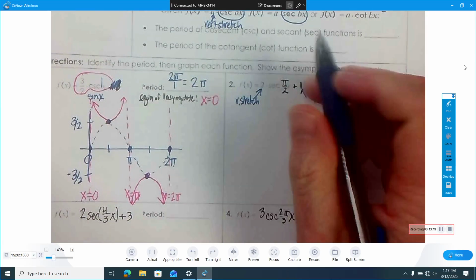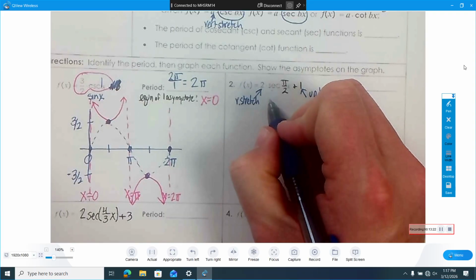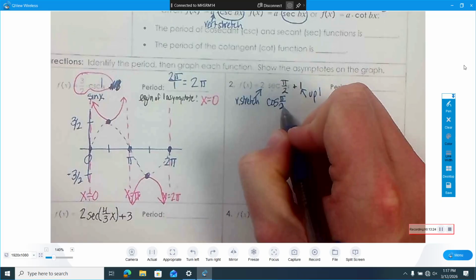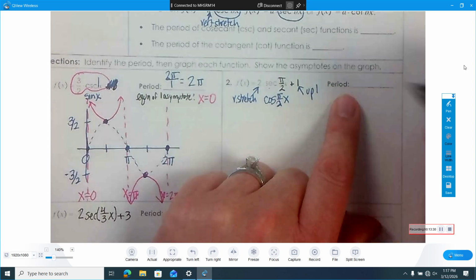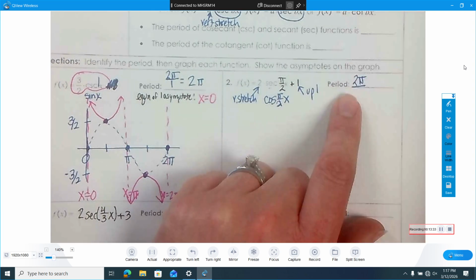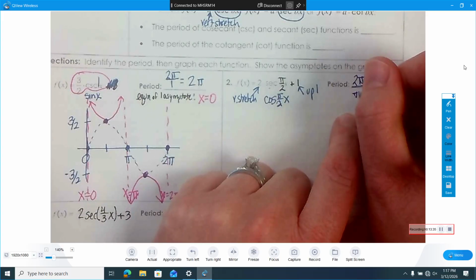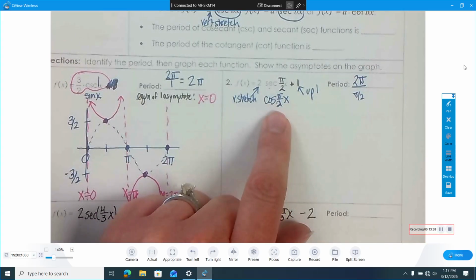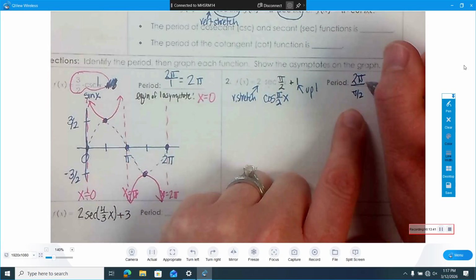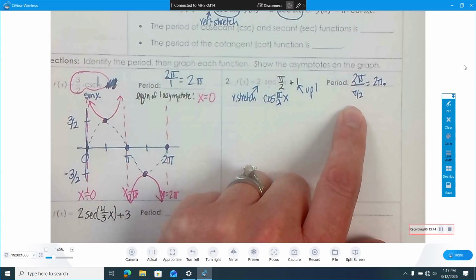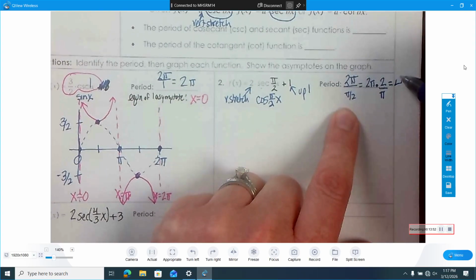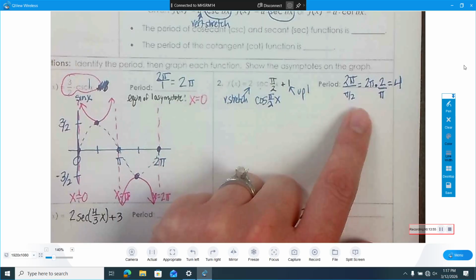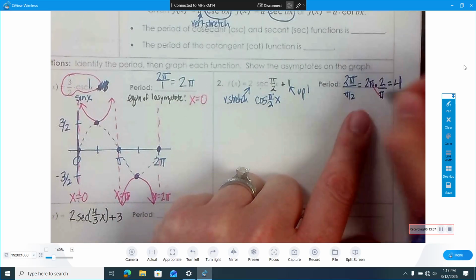So first, I'm going to graph its reciprocal friend, which is cosine pi over 2x. And again, we want to figure out the period of that basic graph. The period's going to be 2 pi over what? Pi over 2. So the b value is pi over 2. So we're dividing by that. And I don't like to do that. What do we do instead? By 2 divided by pi. 2 over pi. Multiply by the reciprocal. Good. And it's 4. Why is it 4? Yeah, the pi's cancel out. Good, good, good. All right, so we have a period of 4.